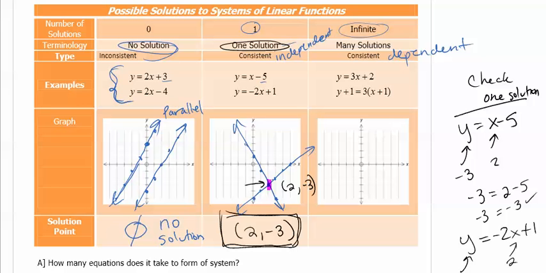Okay, that means no other point can give me a solution, because the point has to satisfy both this line, the first line, and the second line. So both lines have to be satisfied.